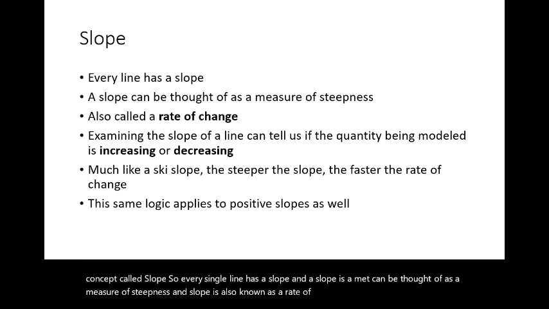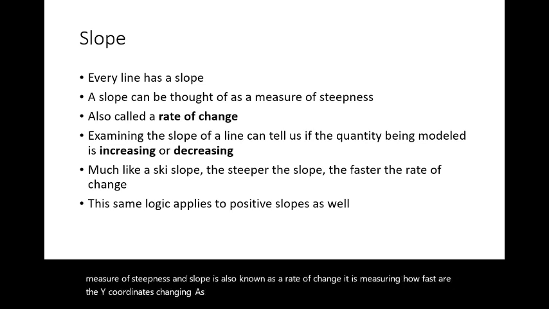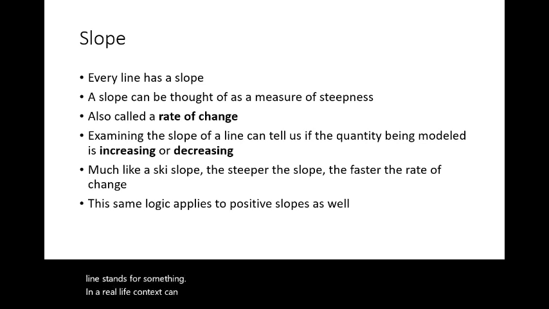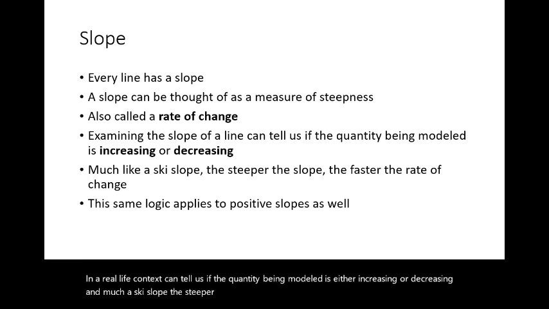It is measuring how fast the y-coordinates are changing as the x-coordinates change. So examining the slope of a line, if the line stands for something in a real-life context, can tell us if the quantity being modeled is either increasing or decreasing. And much like a ski slope, the steeper the slope, the faster the rate of change.